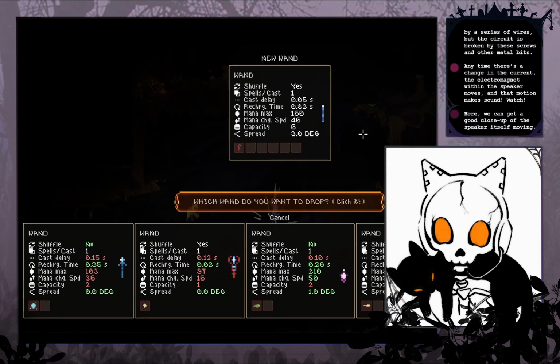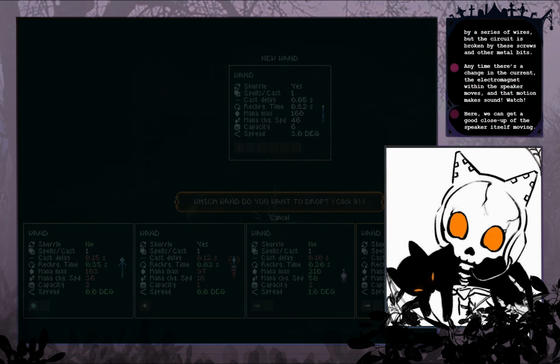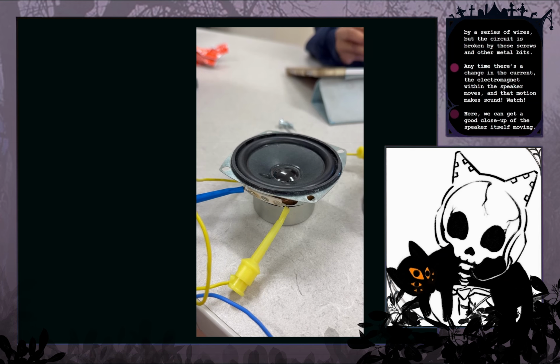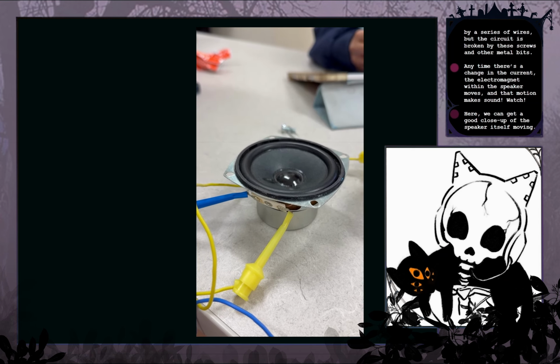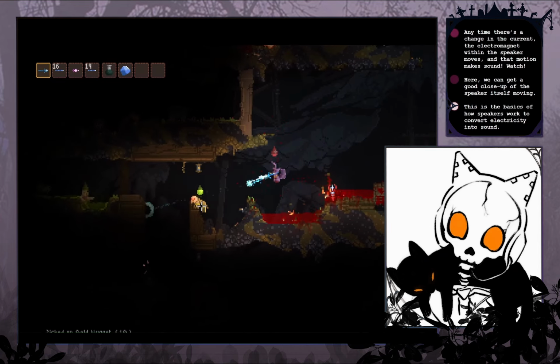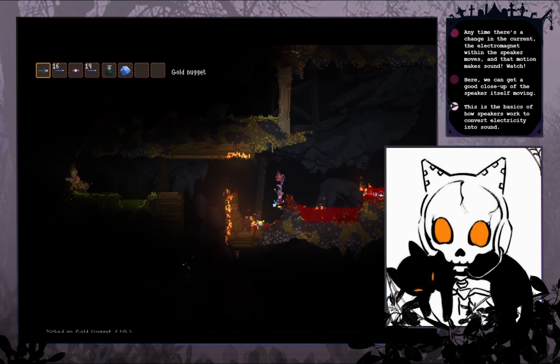Here, we can get a good close-up of the speaker itself moving. Sounds like a DJ scratching. Yeah, this would go hard at the club. This is the basics of how speakers work to convert electricity into sound.